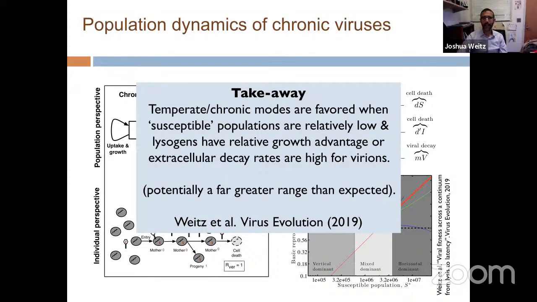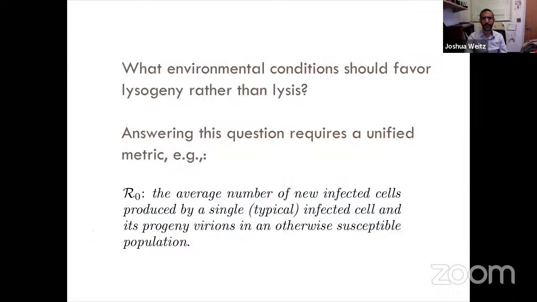And this means that the range in which this non-horizontal mode is favored could be much greater than we have expected, and suggests that we might find this in far more cases than we've thought about before. So to answer this question, I think requires a unified metric, at least to answer the question of invasion. The long-term question remains open and a challenge for the field.